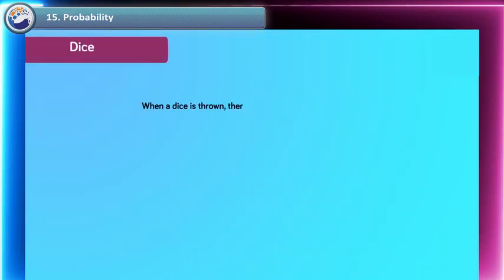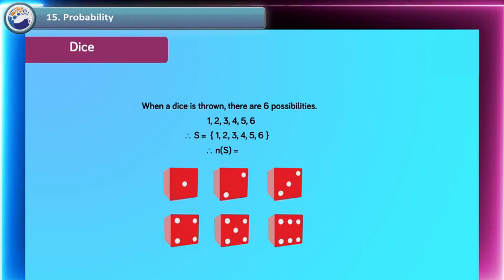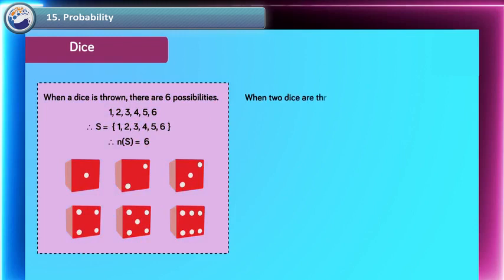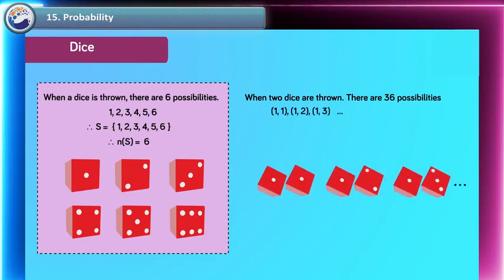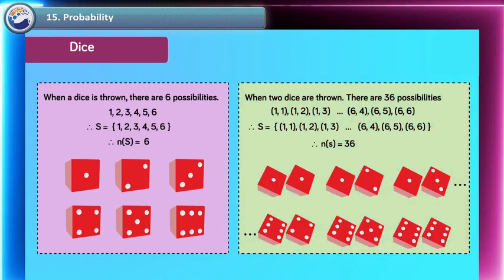Dice. First, when a dice is thrown, there are 6 possibilities: 1, 2, 3, 4, 5, 6. Therefore, S is equal to {1, 2, 3, 4, 5, 6}. Therefore, n(S) is equal to 6. When 2 dice are thrown, there are 36 possibilities: (1,1), (1,2), (1,3), up to (6,4), (6,5), (6,6). S is equal to {(1,1), (1,2), (1,3), up to (6,4), (6,5), (6,6)}. Therefore, n(S) is equal to 36.